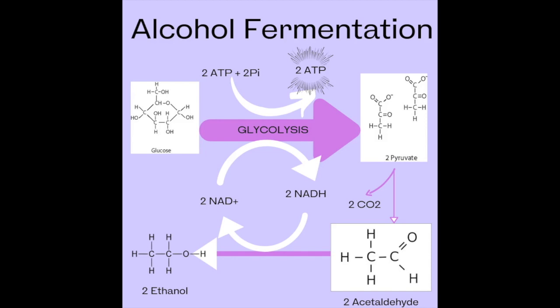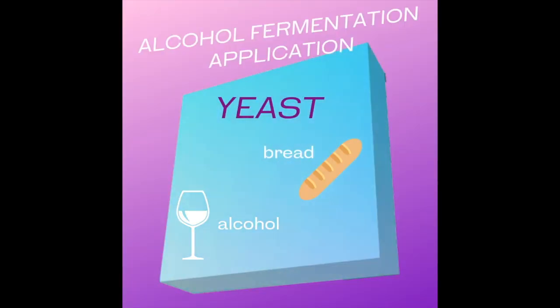Next, acetaldehyde is transformed into ethanol, a type of alcohol. The hydrogen ions released from the oxidation of NADH to NAD+ are accepted by acetaldehyde to form ethanol. The central carbon of ethanol no longer has an oxygen double bonded to it, but 2 hydrogens and a hydroxyl group. Yeast are microorganisms that carry out alcohol fermentation most commonly.